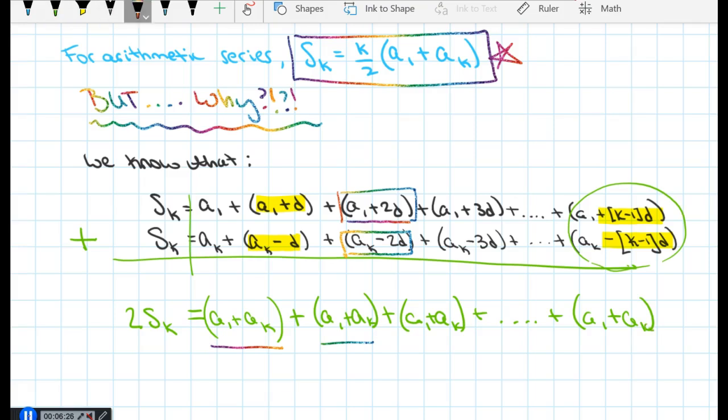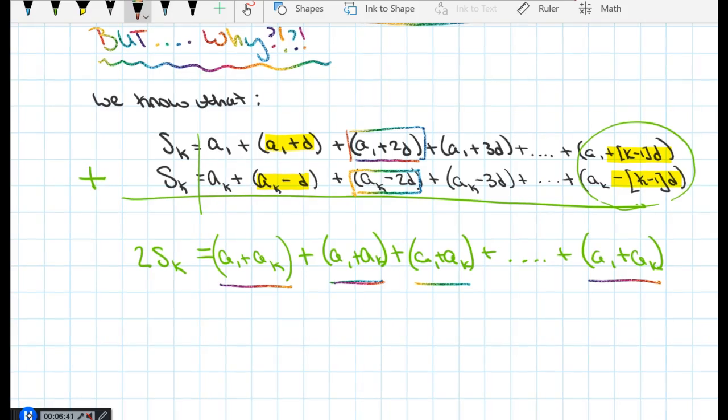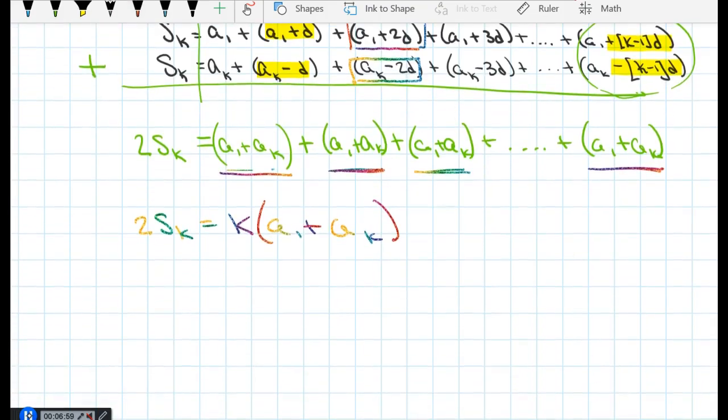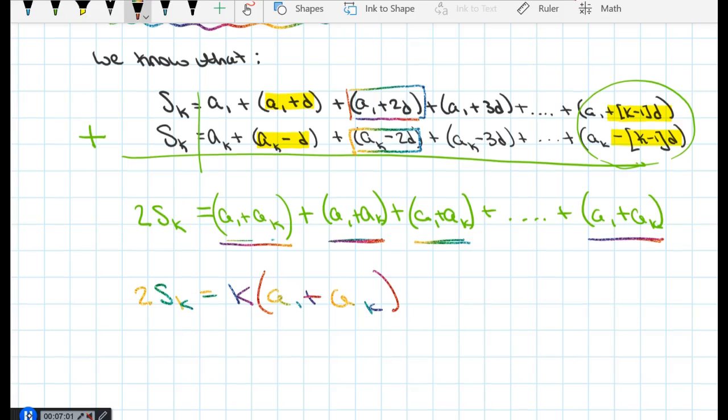My question to you is, how many groupings of a sub 1 plus a sub k are there? Well, how many terms are here that are being added up? There are k of these. So at the end of the day, there are k a sub 1 plus a sub k's. This equals 2 s sub k. And the whole point here was to derive the formula for s sub k.